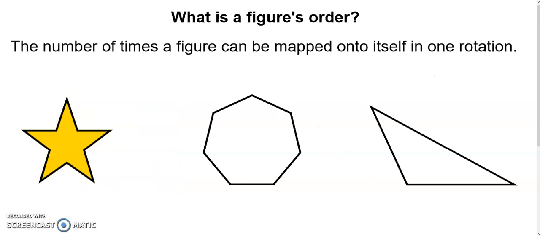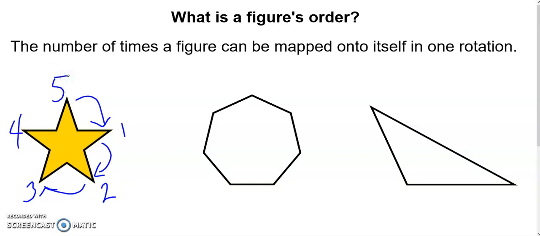To help us out with rotational symmetry, what we're going to figure out is order. Order is the number of times a figure can be mapped onto itself in one complete rotation. So for instance, this star maps onto itself here, 1. It maps onto itself there, 2, 3, 4, and then back to the original spot, 5. I know it said it doesn't have rotational symmetry if I go all the way around, but with order you have to count the original spot.